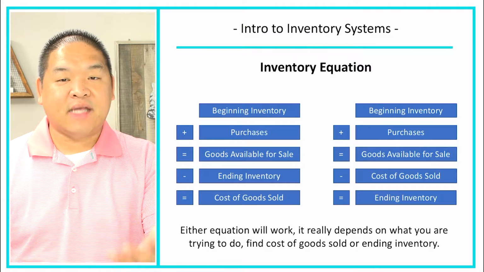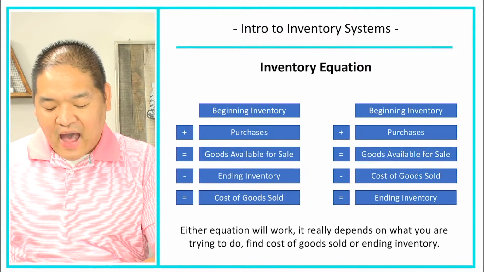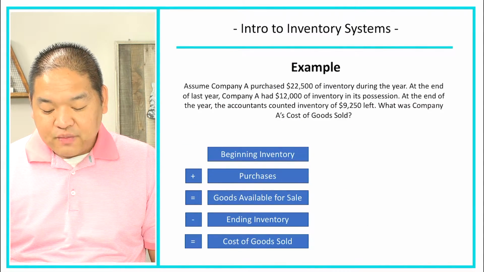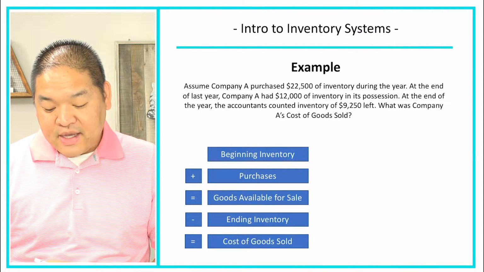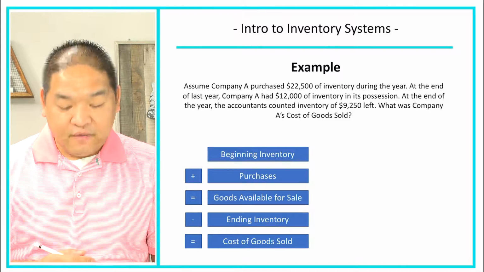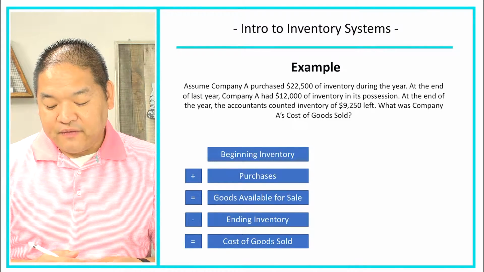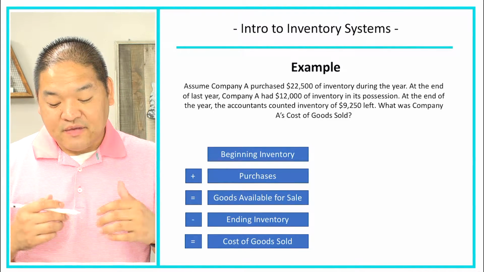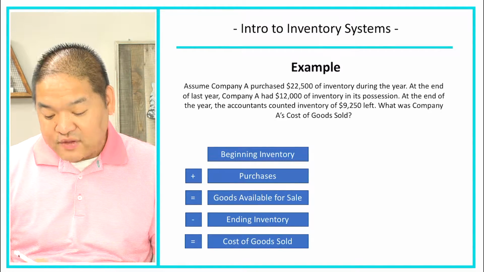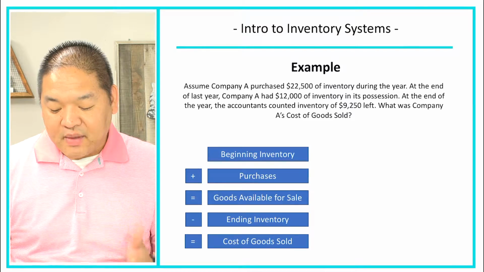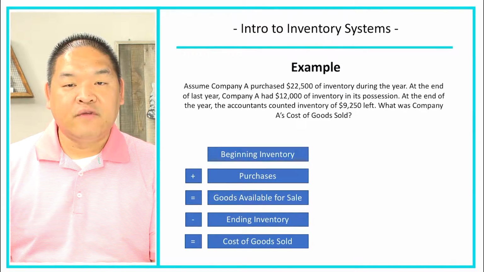Now, let's go through an example so you see how this all works. Assume that company A purchases $22,000 of inventory during the year. At the end of the last year, the company had $12,000 of inventory in its possession. At the end of the year, the accountants counted up $6,250 left. What was company A's cost of goods sold?